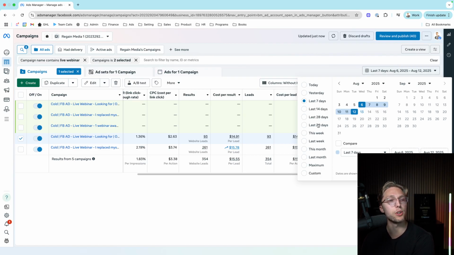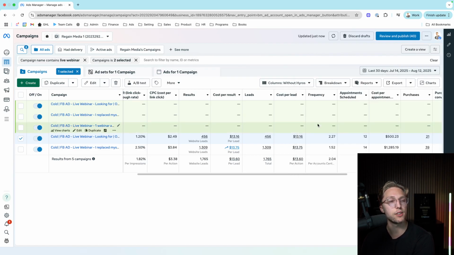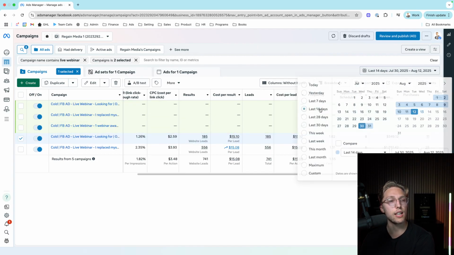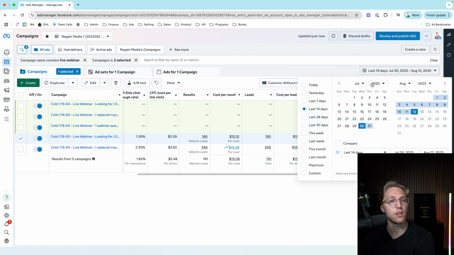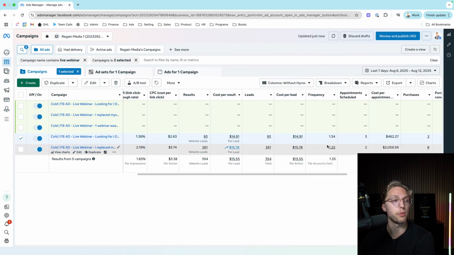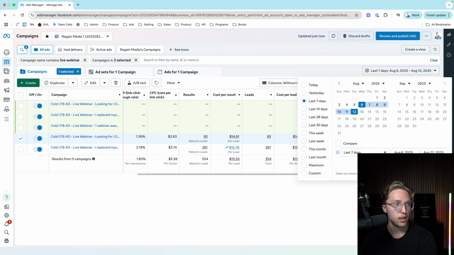Because usually what you'll find is if you look at the last 30 days, it's like $13. Last 14 days it goes up, and then last 7 days it goes down. So that's really rare. You won't see that a lot. A lot of the time they'll either go down or go up. The fact that it fluctuates like this every couple weeks, I don't know if that's a good thing or a bad thing actually, but I think it's just interesting.